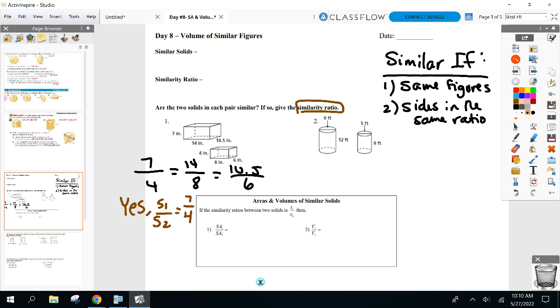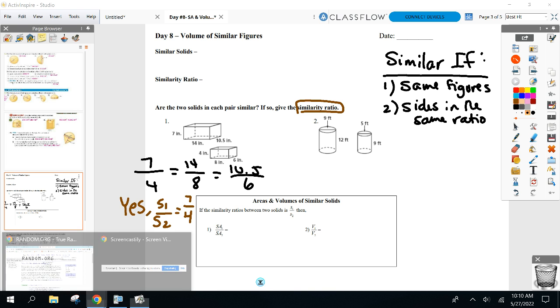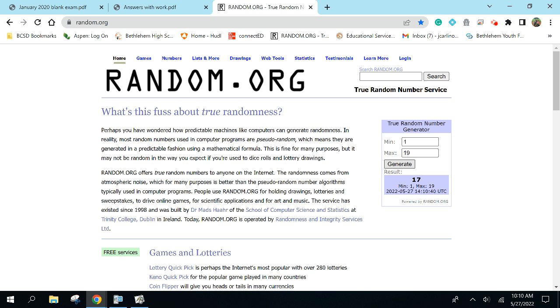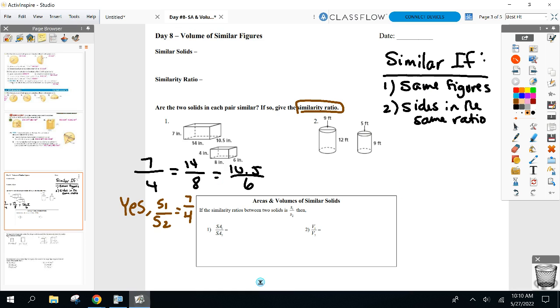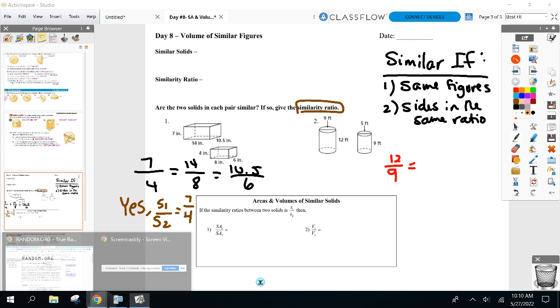All right, what about these two cylinders now? Well, they're cylinders, so they're the same figures. Are their sides in the same ratio? Give me two ratios you're going to compare right now. Give me two sides that match up, or two lengths that match up. 12 and 9.